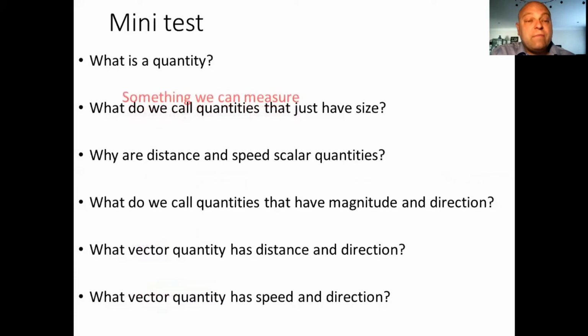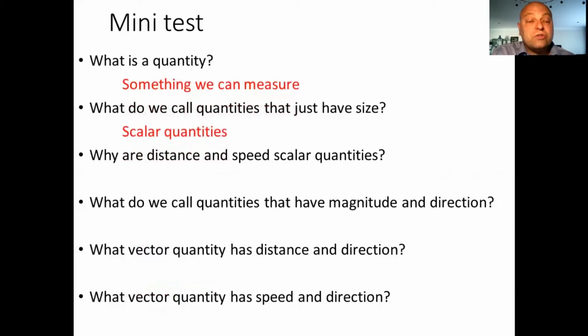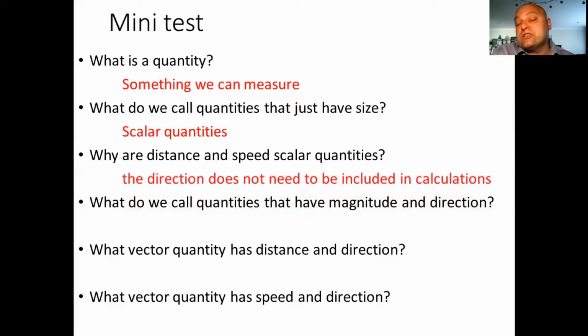What is a quantity? That's something we can measure. Quantities that just have size are called scalar quantities. Distance and speed are scalar quantities because the direction does not need to be included in any calculations. Quantities that have magnitude and direction, so having direction as well, are called vector quantities.